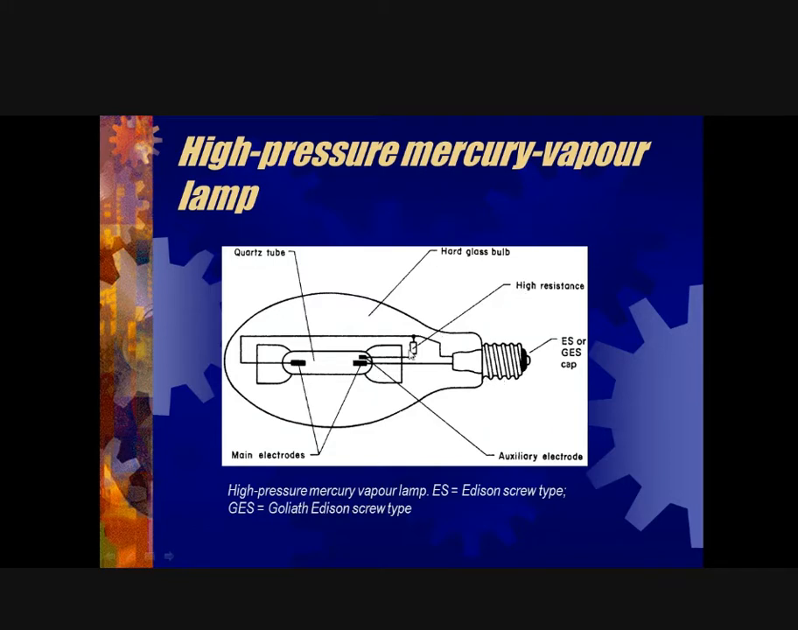Here you have your high resistance, right? This is what will reduce the current here for starting purposes. We don't want too much current to flow, so it will start the argon gas, and then the main electrodes will take over. All right, and we have our Edison screw type here, which is basically of the ES type, right?